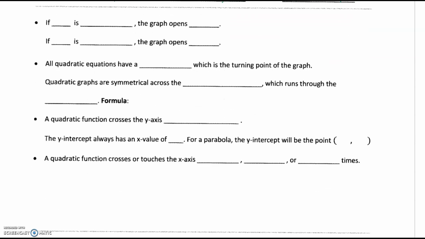If a, which in this case is what's in front of our x squared term, is positive, the graph opens up. When it says the graph, it's talking about the parabola. You're going to have a parabola that opens up. If a, which is in front of the x squared term, is negative, the graph opens down and your parabola is going to look like this.